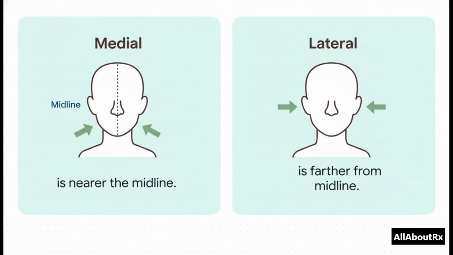We also use the body's midline. Just imagine a straight, vertical line dividing you perfectly into left and right halves as a major landmark. We use the word medial to describe structures that are nearer to that midline, like your nose is perfectly medial to your eyes. And we pair this with lateral for structures further away from the midline, just like your ears are lateral to your nose. Honestly, it's incredibly logical once you start visualizing it.